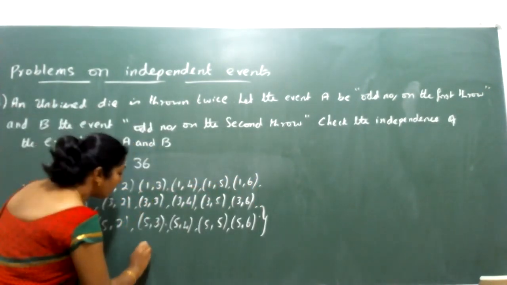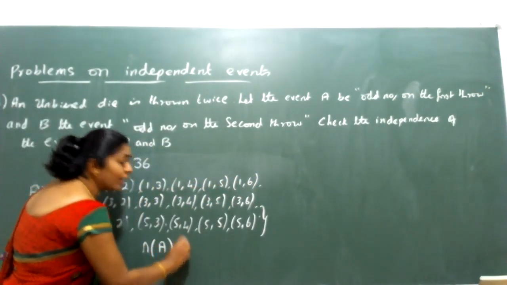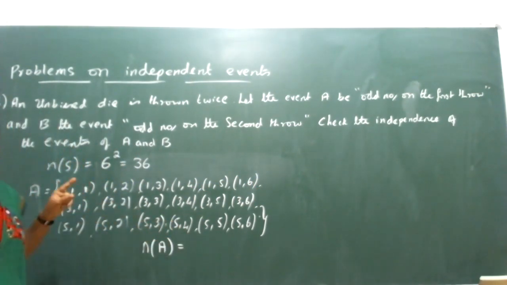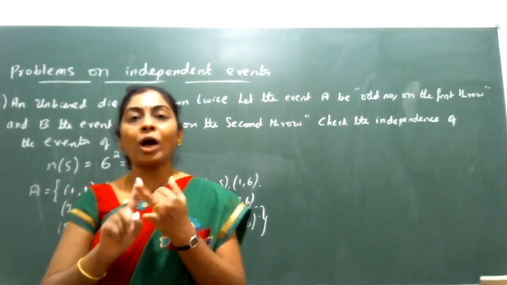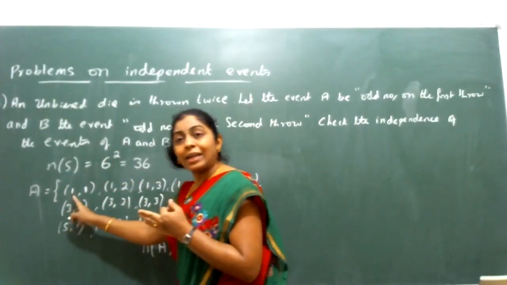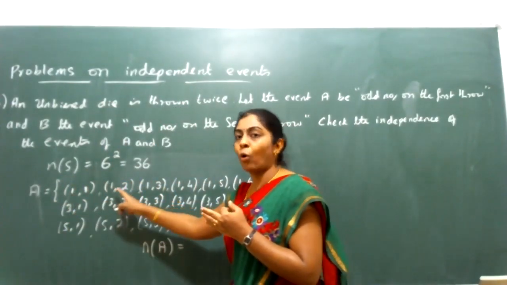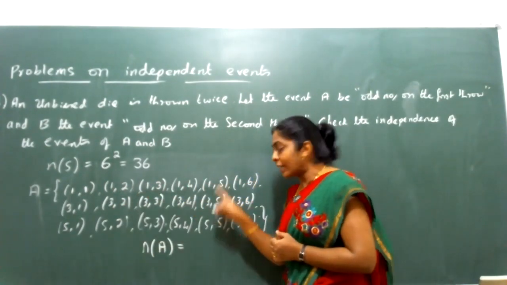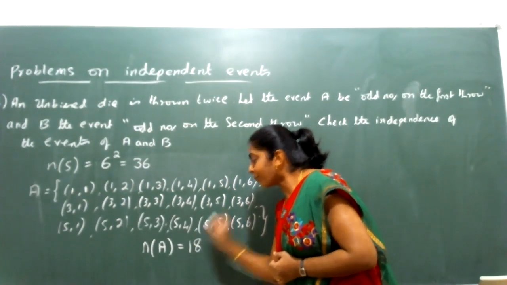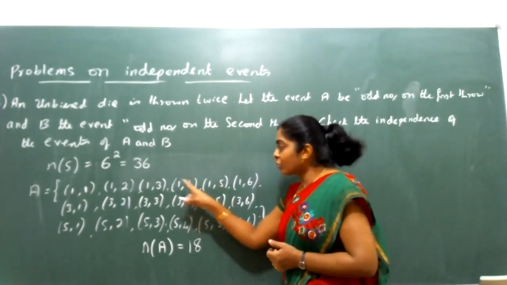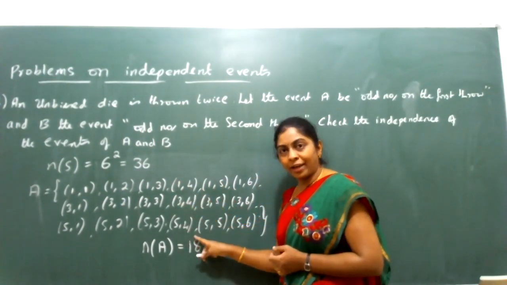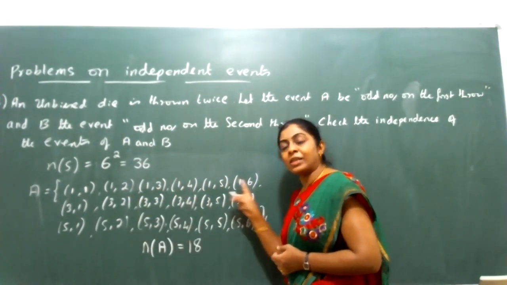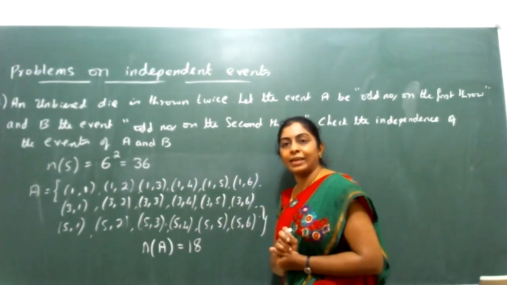Now, how many elements are there in event A? The possible odd numbers on the first throw are 1, 3 and 5. But when I take the second throw, I should have all the 6 faces, 1 to 6. So here 6 into 3, that is 18. There are 3 odd numbers we have considered, 1, 3 and 5, and with each the second throw is from 1 to 6. So 3 into 6, that is 18.